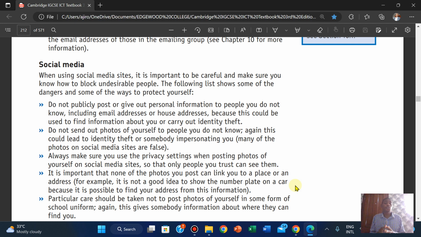Now, the following list shows some of the dangers and some of the ways to protect yourself. Most people tell me, I get scammed on social media. I get scammed on this, I get scammed on that. I've had complaints of people even using my email. I think there was one time my Facebook was hacked. People were actually using it to ask for money. So you have to look out for that. You have to call to confirm, because people can just hack into your account and use it to ask for money from friends and families. So you really want to look out for that.